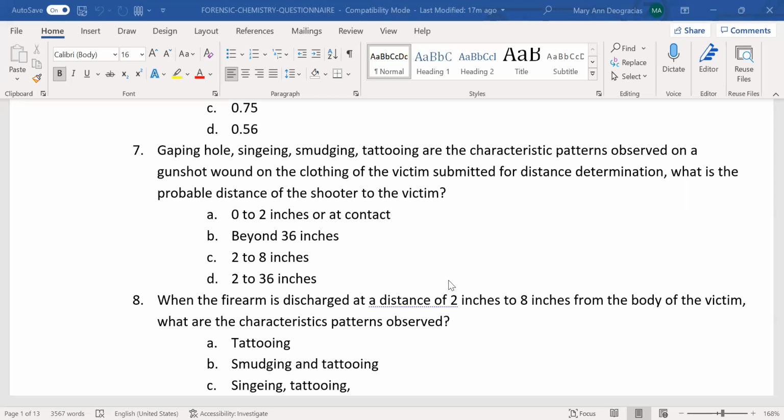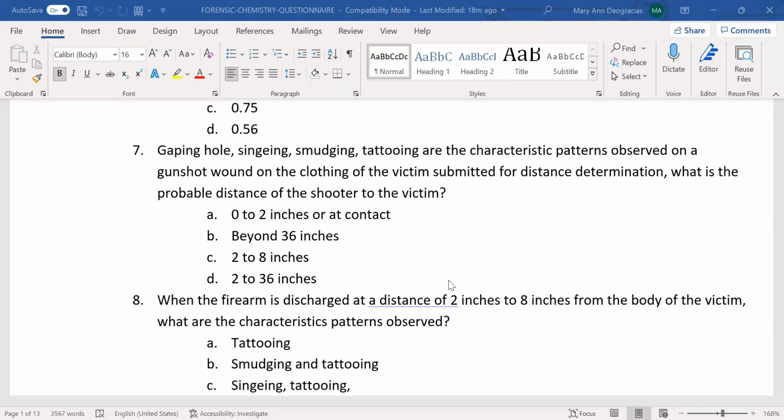So we have the gaping hole, singeing, smudging, tattooing, because those are all the characteristic patterns that we can observe in order to determine gunshot range. What about 2 to 8? What characteristic patterns are those? That's the number 8 question. When the firearm is discharged at a distance of 2 inches to 8 inches from the body of the victim, what are the characteristic patterns observed?